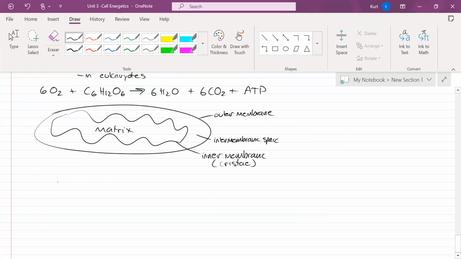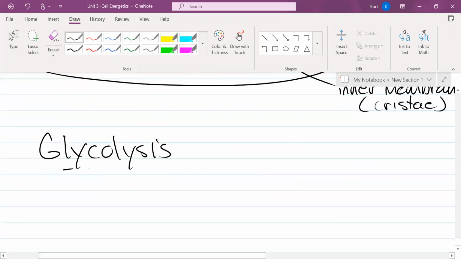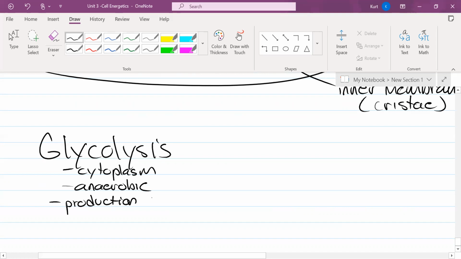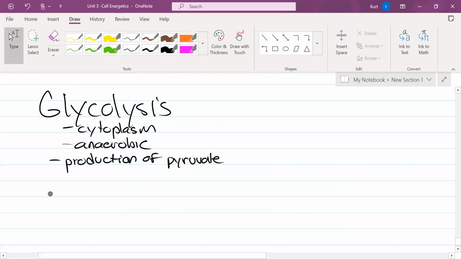Cell respiration begins with glycolysis. Glycolysis is in the cytoplasm, and the fact that it is in the cytoplasm means that it is anaerobic. This is the production of pyruvate. To visualize this for you all, here's a glucose molecule.